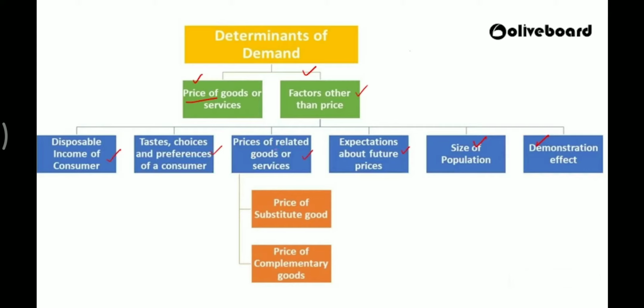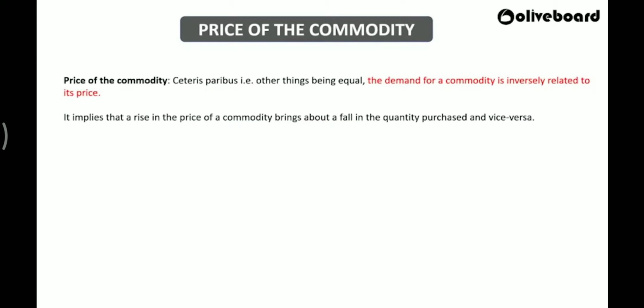When we talk about related goods or services, there are two kinds of goods: substitute and complementary. We will see all these things in the later slides. So these are all called determinants of demand. The first determinant is price of that commodity, and then factors other than price. Under that you have all these things. All right. Now, price of that commodity.